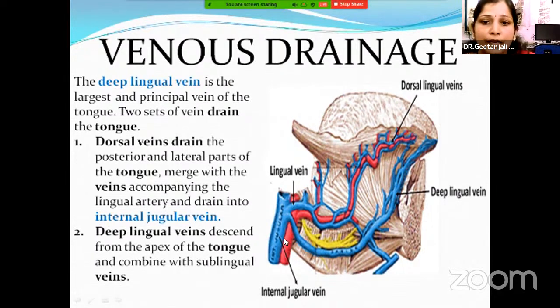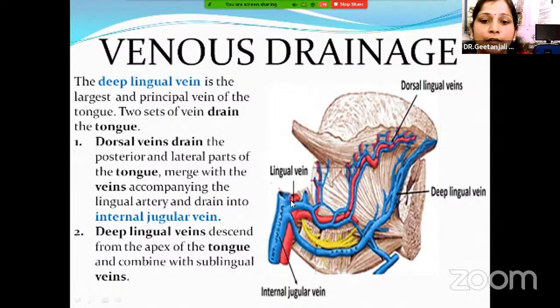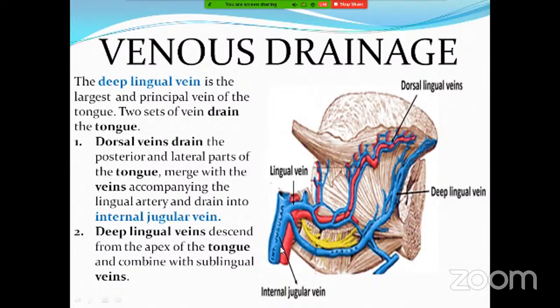In short, I am again repeating, the deep lingual vein is the largest and principal vein of the tongue, and the dorsal lingual vein and deep lingual vein form the venae comitantes, and they finally drain into the internal jugular vein or facial vein.